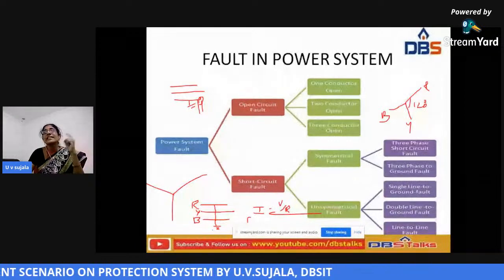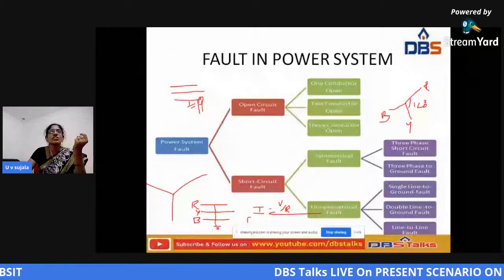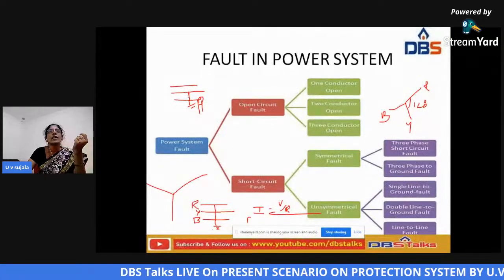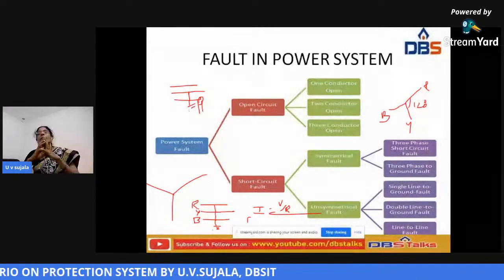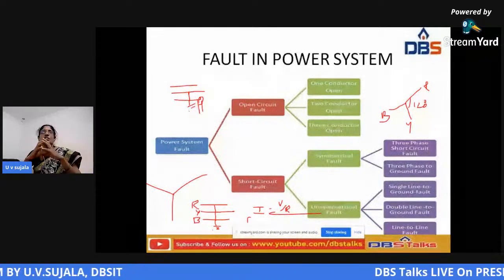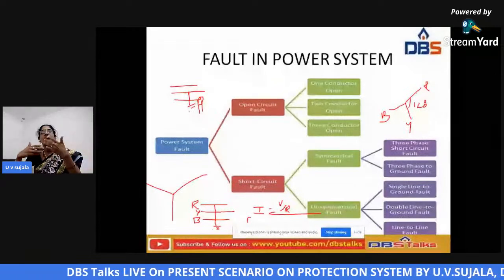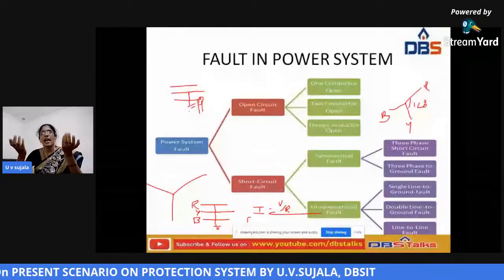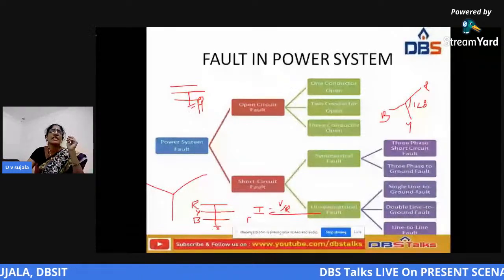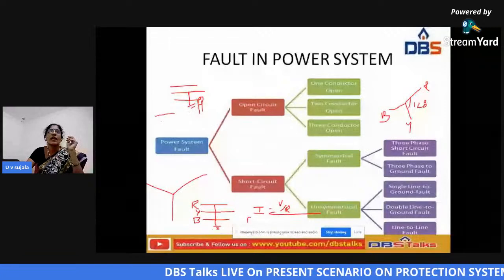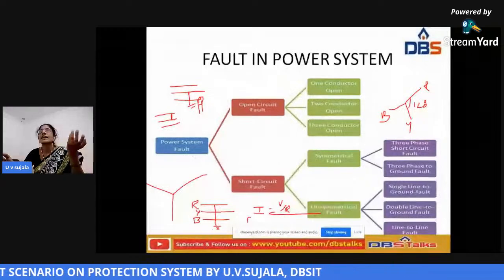Then there is the double line to ground fault. Two lines are shorted and then grounded. Mainly due to lightning strokes, when the two wires are in swinging positions, it comes to the double line to ground fault. And then the line to line fault. Each line has no contact, but whenever two lines touch and are shorted, it is called a line to line fault.